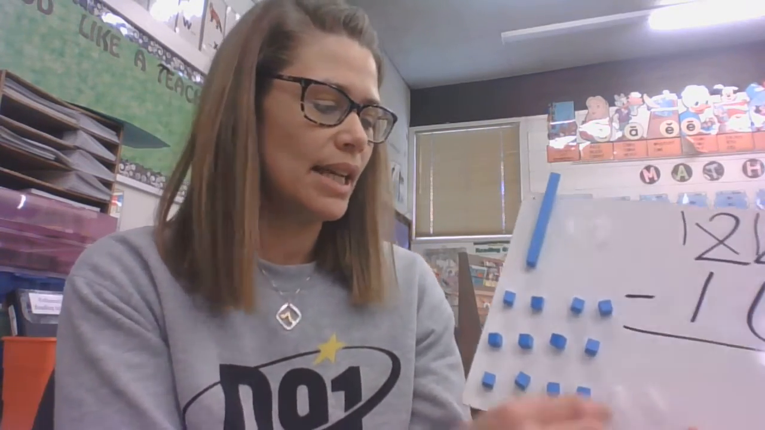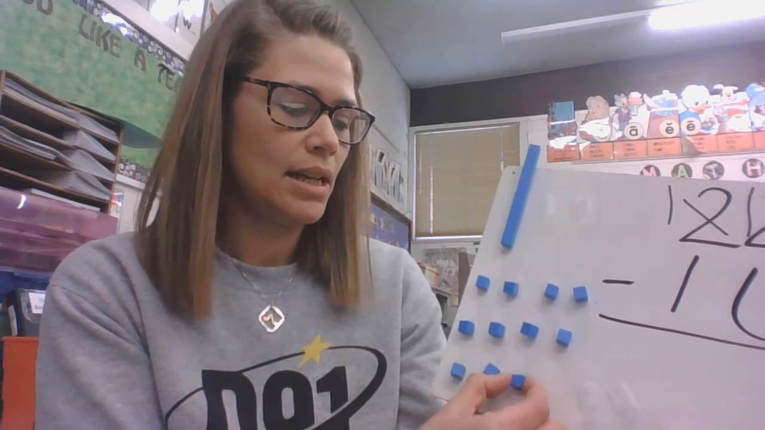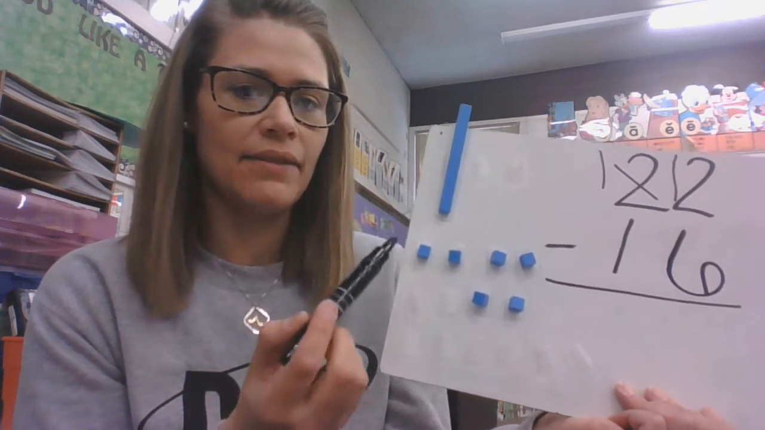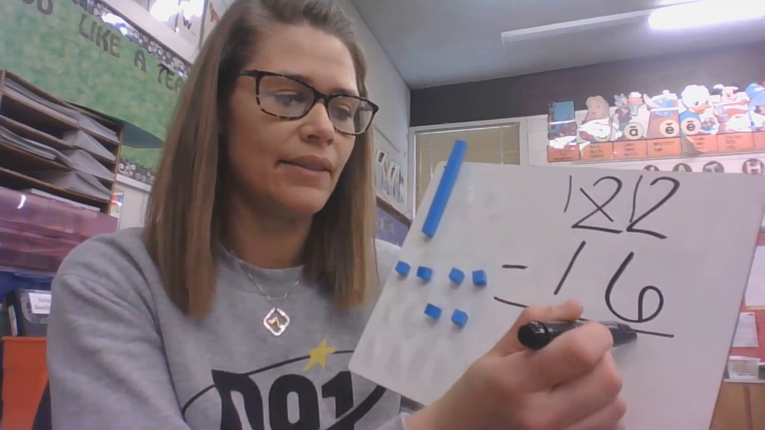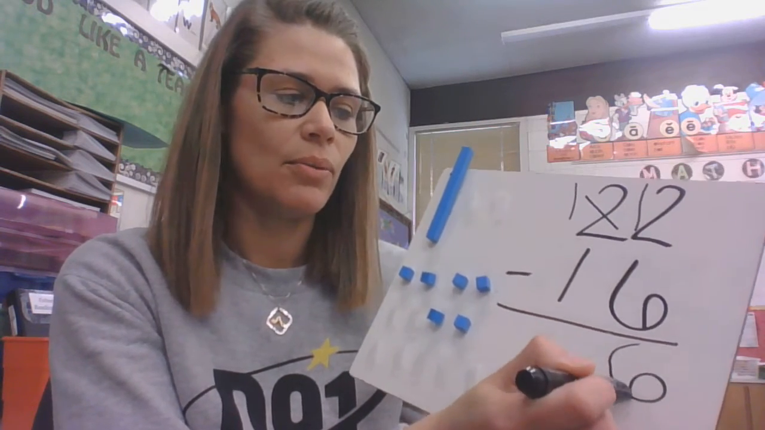Okay, so I'm going to take away 6 ones. 1, 2, 3, 4, 5, and 6. How many ones do I have left? 1, 2, 3, 4, 5, and 6 ones left. So I'm going to put my 6 onto the one side.